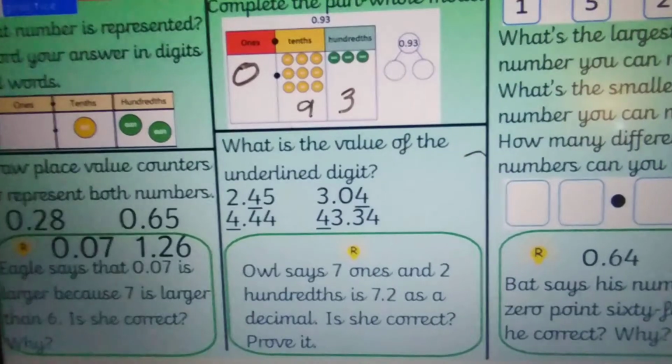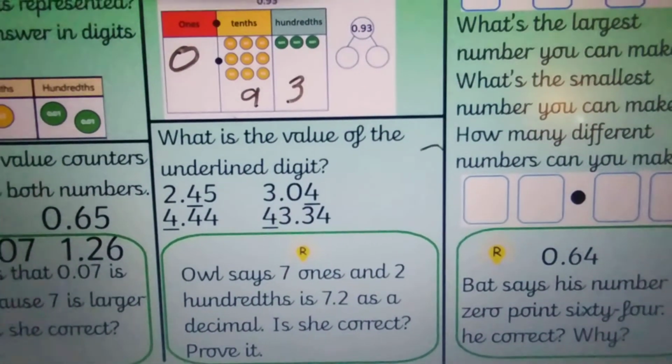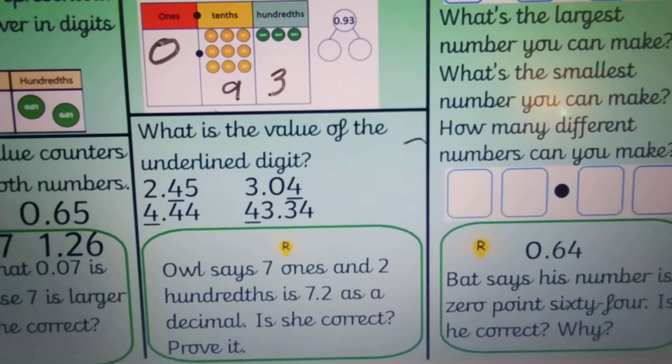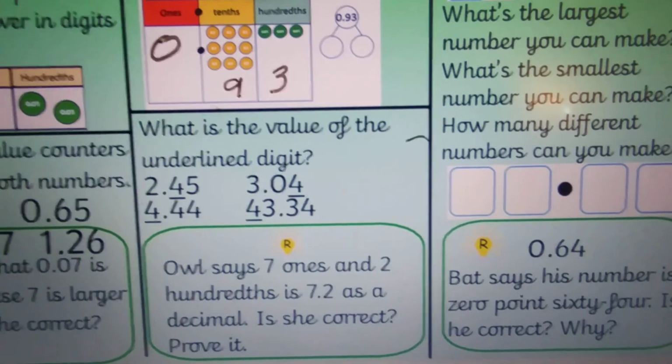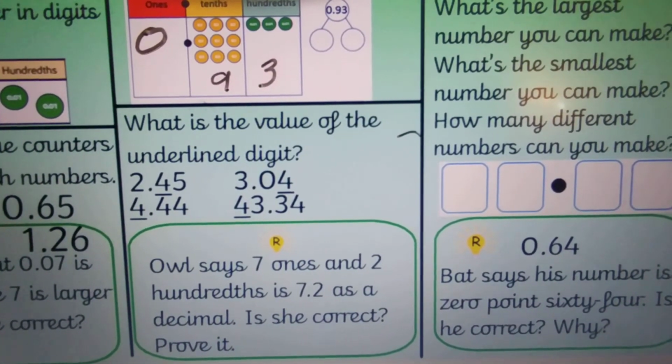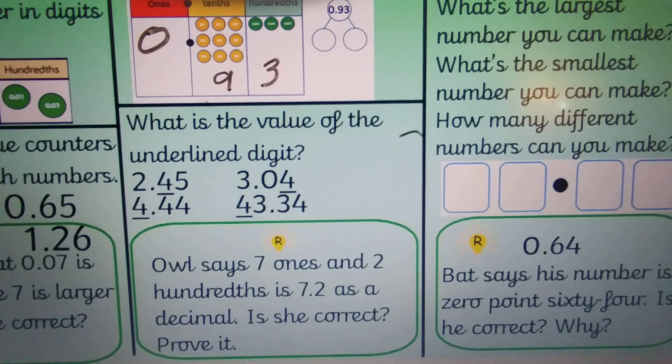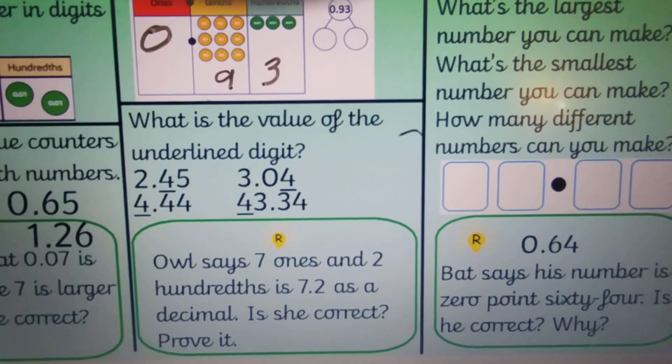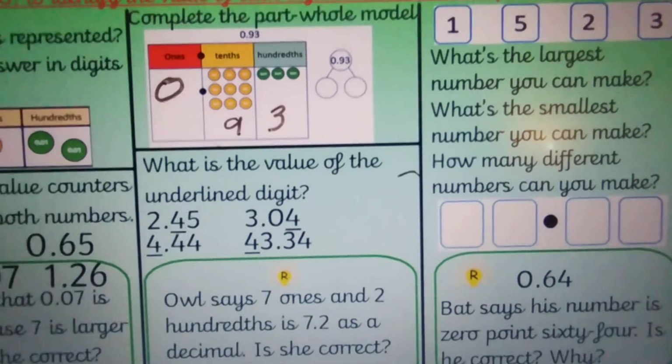Right, all 3 of us are in today's work. So we've got Bat this time. Bat says his number is 0.64. Is he correct and why? So do you agree that that number says 0.64? You need to say whether you agree or disagree.